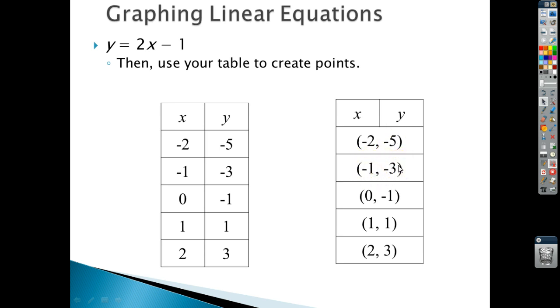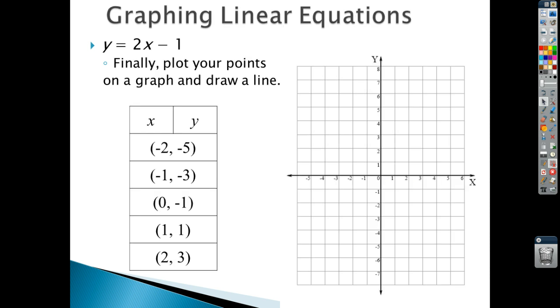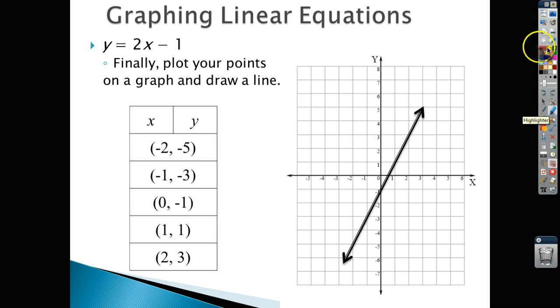Okay, so I have a table, I have a set of points, and then what I'm going to do is take these set of points and represent them graphically, right? So I'm going to show them. I'm going to create a picture that shows what these things look like. So I'm going to plot those points on there, okay? And each of these points corresponds to a location on this graph, okay? So let's say, I've got -2, -5, so there's a point, right? There's -1, -3, 0, -1, 1, 1, 2, 3.